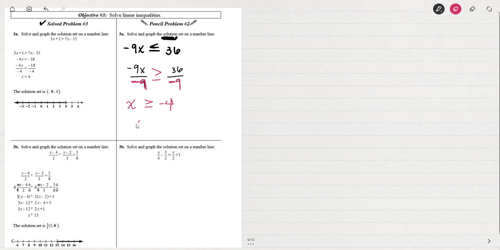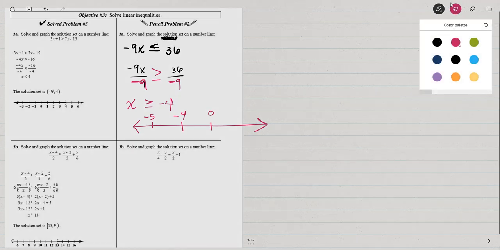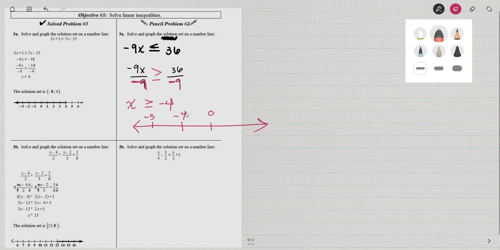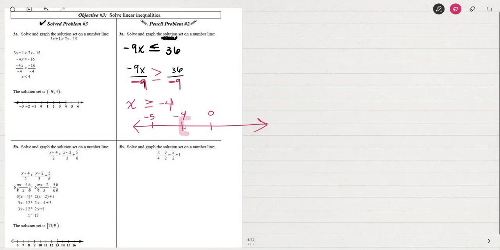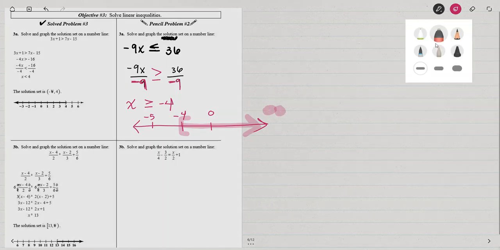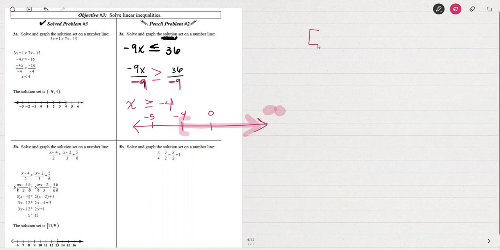I could put that on a number line. I'm going to draw the -4 in at least one number before and after. Everything that's greater or equal to -4 would start at -4 and go up to infinity. So in interval notation, I'd say -4, comma, infinity. Oh, wait, greater than -4. So -4, comma, infinity.